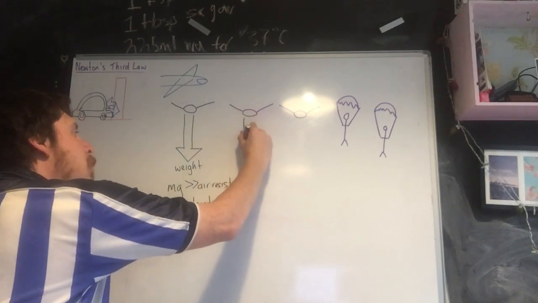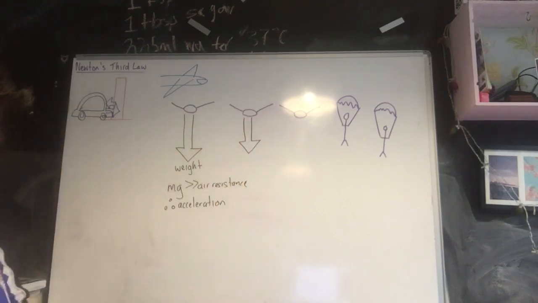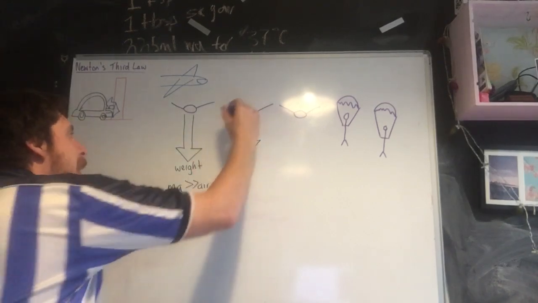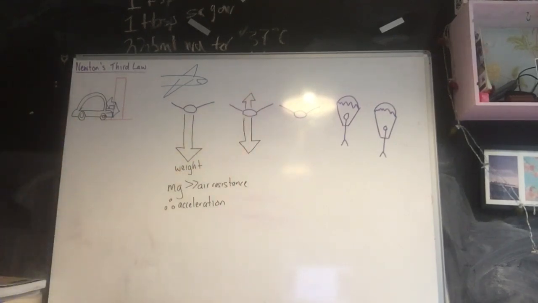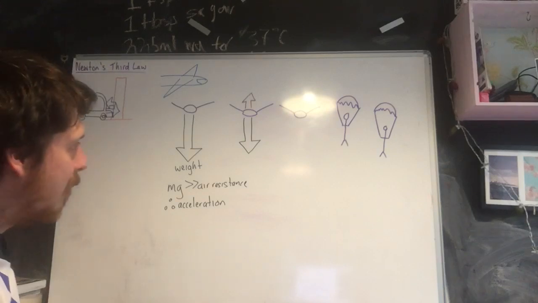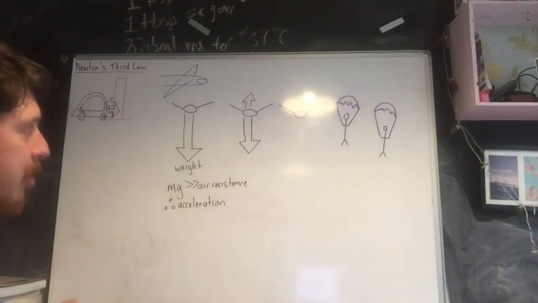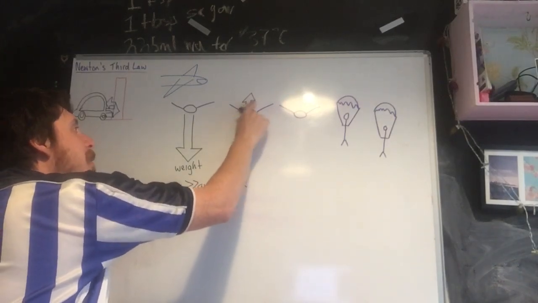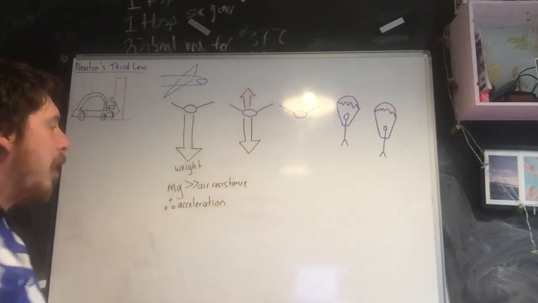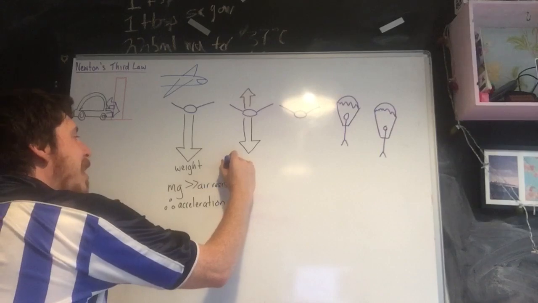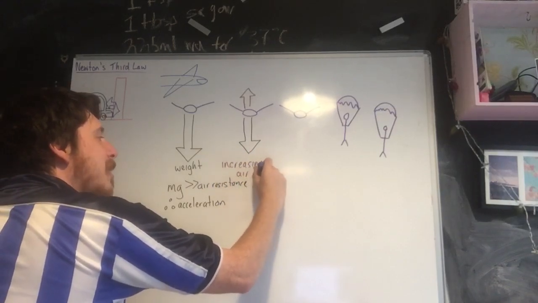Over time, that weight does not change because gravity and the mass of the person are the same. But what happens is air resistance starts to oppose. So it's still accelerating, but it's not accelerating as fast. So it's getting faster, but at a slower rate. And over time, this air resistance increases. So here we've got increasing air resistance.